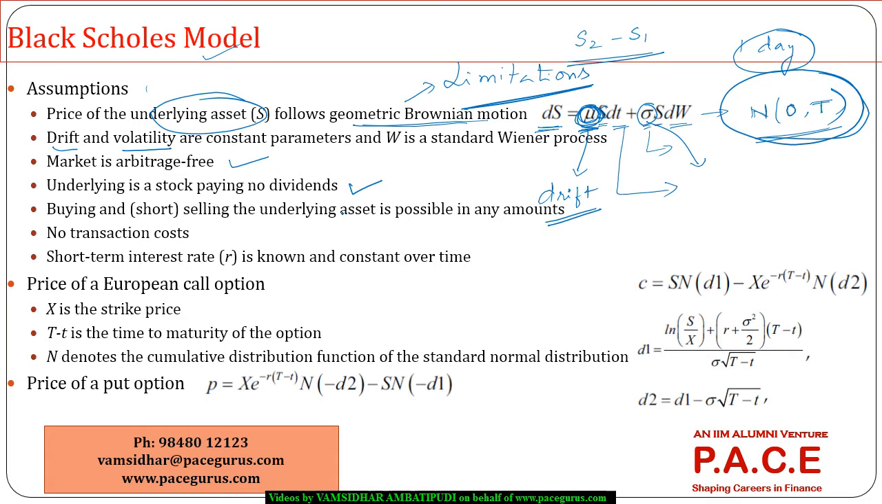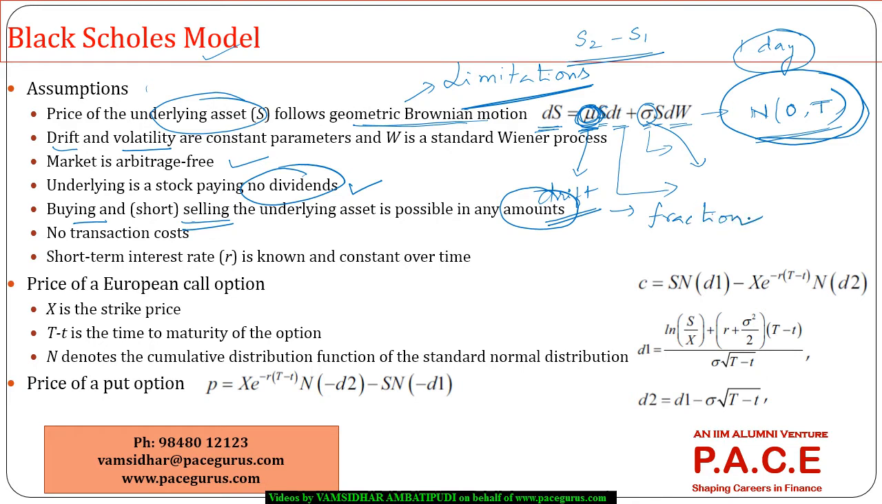This model is more applicable if the underlying does not pay any dividend. Of course, at a later point some modifications have come out which try to handle the case where dividends are paid by the company, but the base Black-Scholes model is created under the assumption that the underlying does not pay any kind of dividend. Another assumption is that buying and selling the underlying is possible in any amounts, even in fractions, which is away from reality.